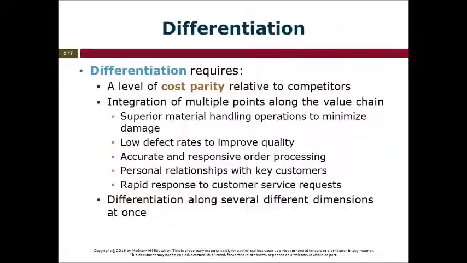Look, if we have a good differentiation strategy and we have some unique core competencies, the sky's the limit on price. It's blue sky when it comes to pricing. Know that, all right? Take a look at these different features here: low defect rates, improved quality, accurate and responsive order processing, etc., etc., etc. If you are charging more for your product, whether you have a unique product or a unique core competency, you need to have your house in order when it comes to the functional silos of your business.